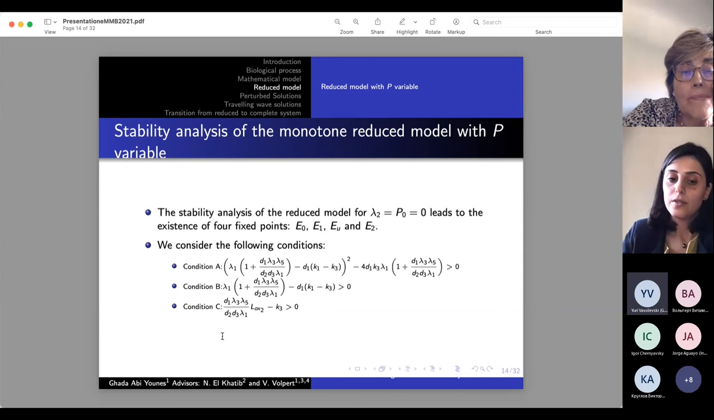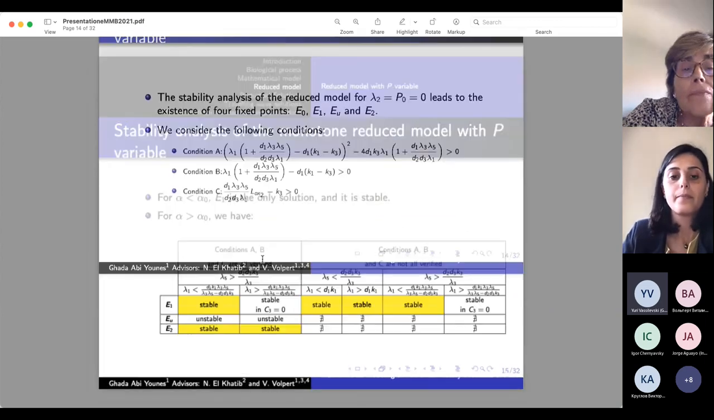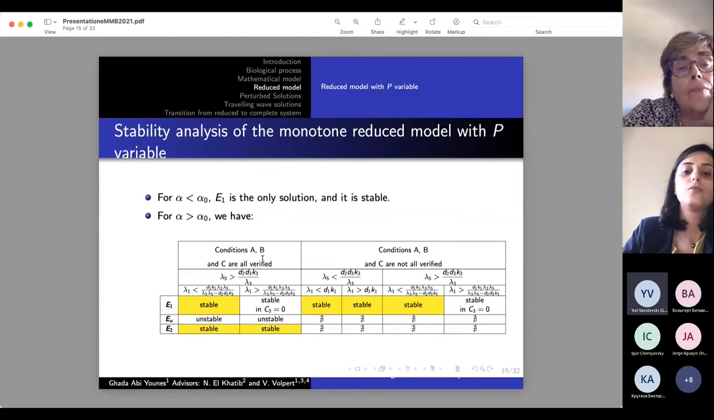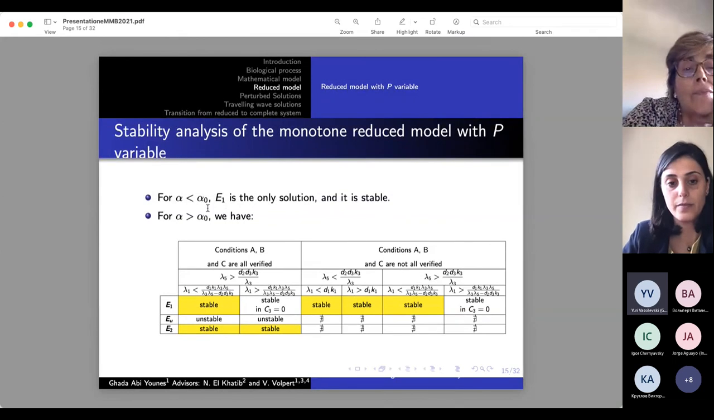We consider some conditions in order to give this classification. If alpha is less than alpha 0, that means there is no endothelial dysfunction, we only have one solution, E1, and it is stable. Otherwise, as you can see here in this table, we may reach either the monostable case or the bistable case.